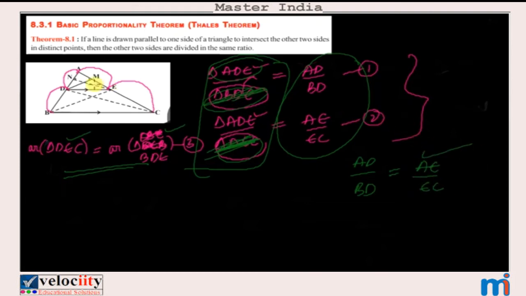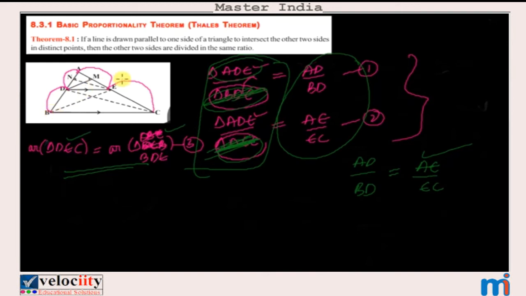That is what we wanted to prove, right? AD by DB is equal to AE by EC. So this is the basic proportionality theorem, which is also known as Thales theorem. We see that in a triangle, if we draw a line parallel to one side of a triangle, it will intersect the other two sides in the same ratio.